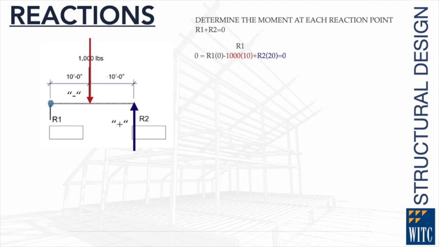R1 times 0 is 0, because there's an unknown force, but it's also at 0. So our first moment is the point load. That is 1,000 pounds, and that's going in a negative direction because it's going clockwise, and it's 10 feet over. So that's minus 1,000 times 10. And then my other moment is at point R2, which is 20 feet away, but I don't know what that force is yet.